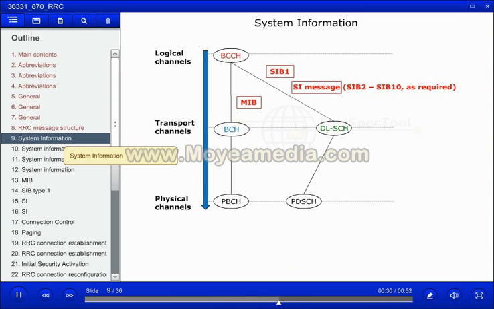The master information block, MIB, is delivered on the transport channel BCH, broadcast channel, and further on the physical broadcast channel. SIB1 and SI are delivered on the downlink shared channel, on the physical downlink shared channel.